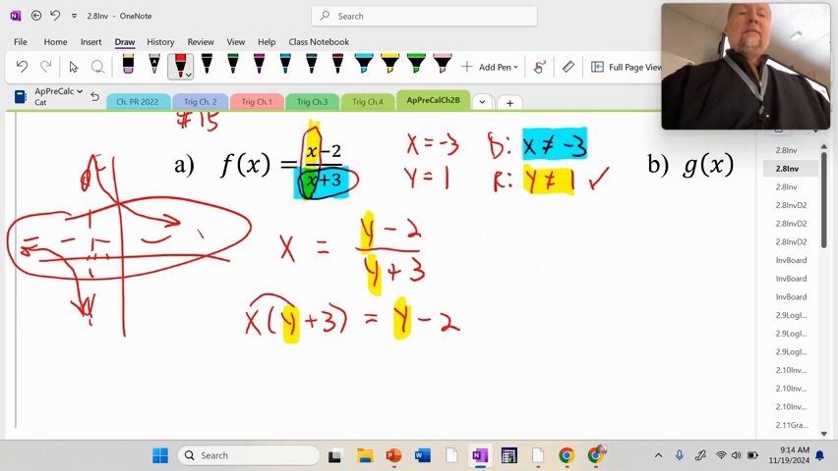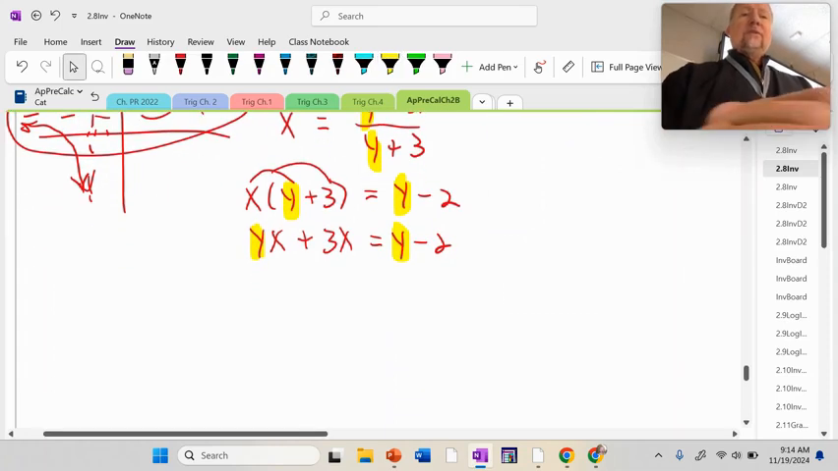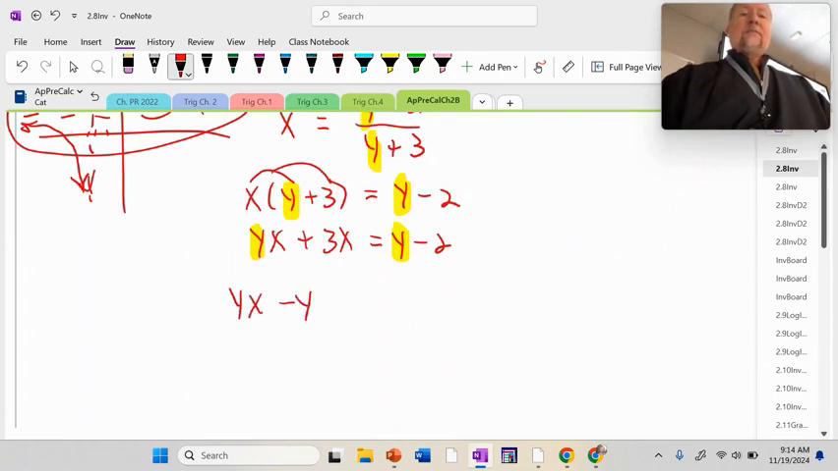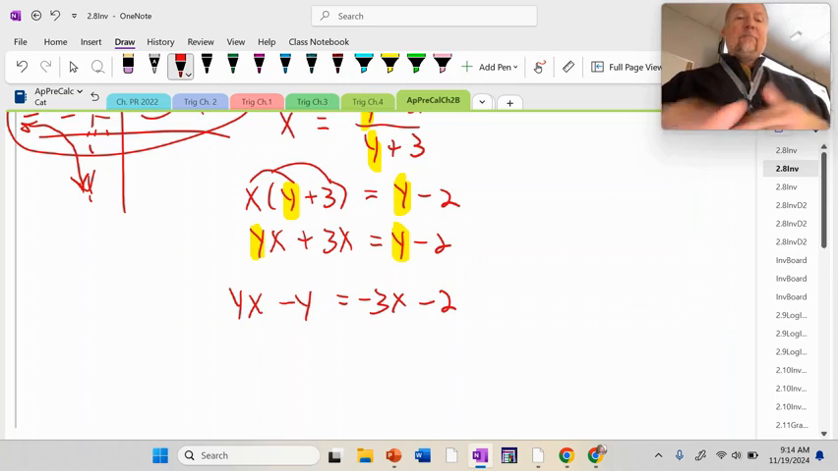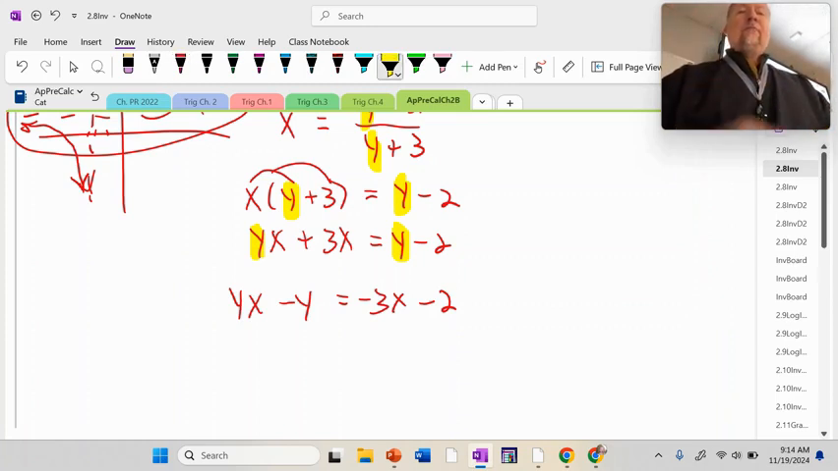Try distributing, y times x out of order. 3x and then y minus 2. I still have two y's. But what you can do is get the y's on the same side by subtraction. And then since I got the y's on the same side, I don't want that 3x there. Subtract it. Whatever you do to one side, do to the other. I did that without writing it. You don't have to write it every time.